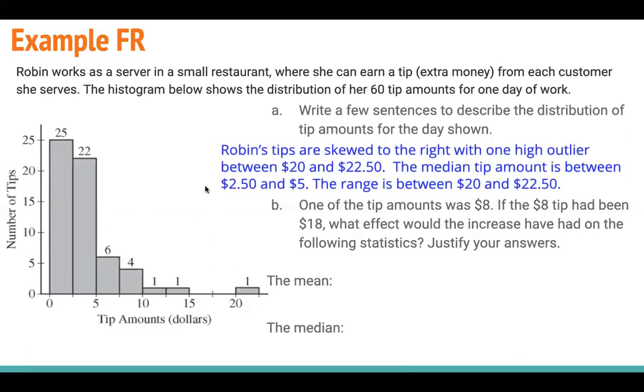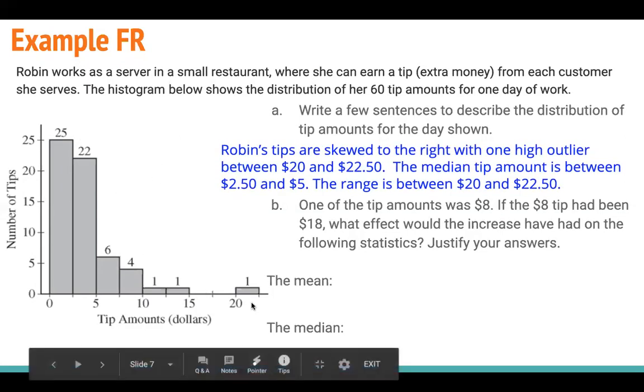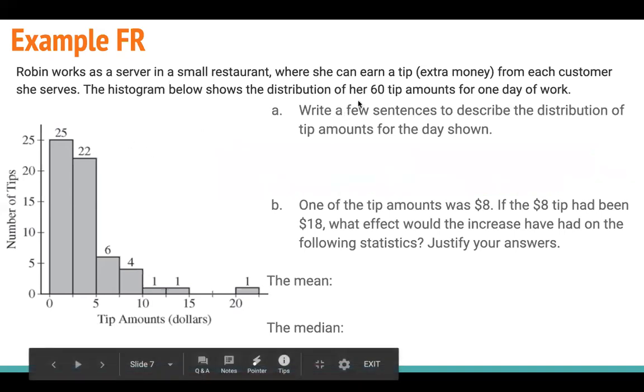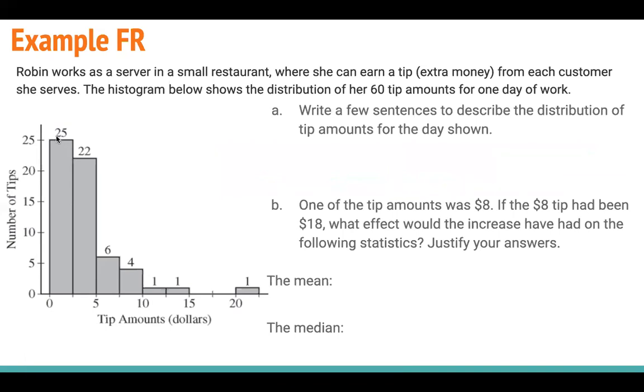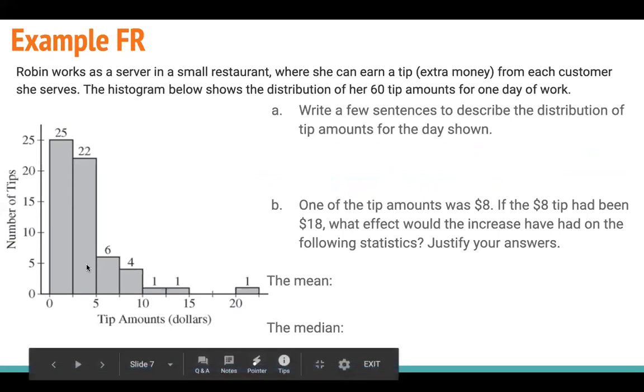Let's go ahead and start the description. Robin's tips are skewed high, to the right. One possible outlier between 20 and 22.50. Notice that I don't know exactly how much it is. Histograms summarize the data, so I can only give a range. The median tip is between $2.50 and $5. Make sure you know how to get a median from a histogram. She had 60 tips. That means between the 30th and 31st is the median. So 25 are here. That means the 30th and 31st happen right here in this second bin.